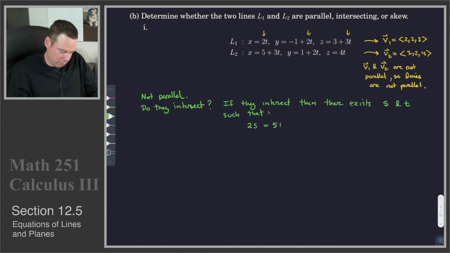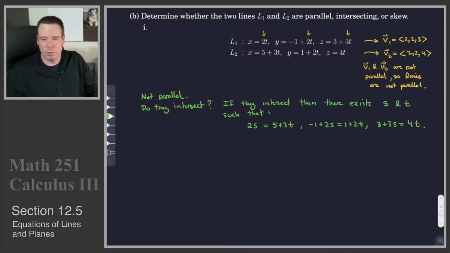So I would get 2 times s, that's the x component on the first equation. That would equal 5 plus 3t. And I'd get -1 plus 2s has to equal 1 plus 2t. And I get 3 plus 3s is equal to 4t. So there has to be some value of the parameter when I plug it into the first equation gives me the same point as plugging another value of the parameter into the second equation. Who knows, s may be equal to t, but in general, I'm not assuming they're equal. Okay, so that means we've got a system of equations to solve.